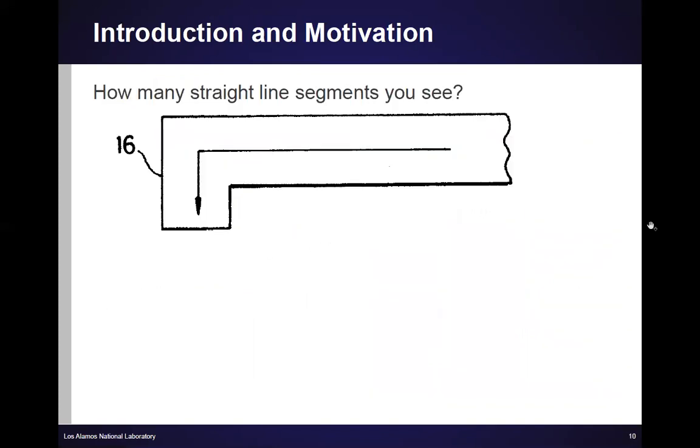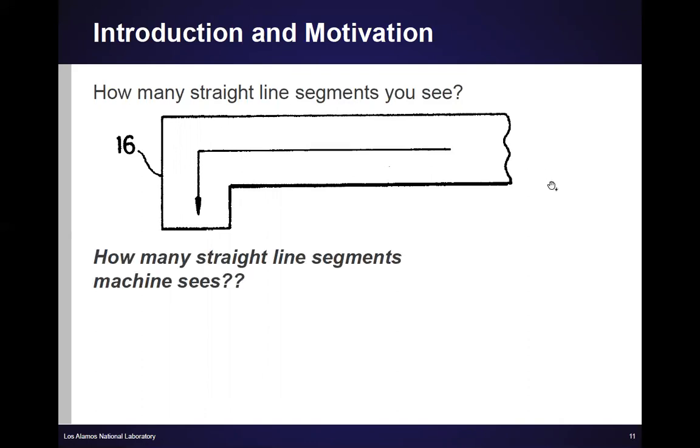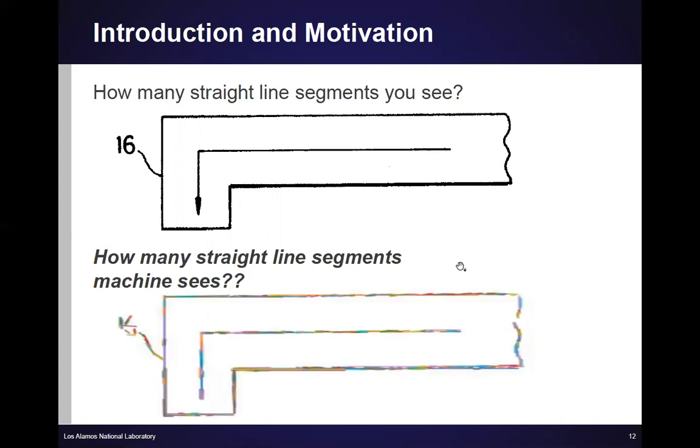So when I work on the project, of course, I need to get started with some fundamental tasks such as straight line segment detection. So let's see how many straight line segments you see in this simple diagram. 1, 2, 3, 4, 5, 6, 7, right? If we don't count the curves. Guess how many straight line segments machines see? It's more than 150 teeny line segments in these simple diagrams.